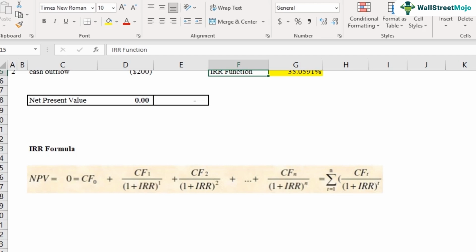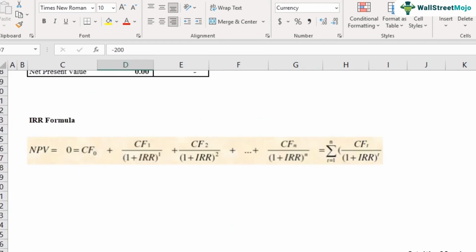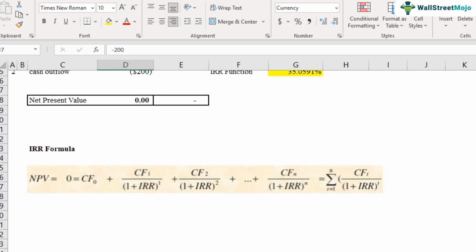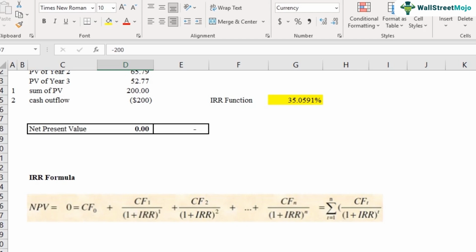Now look at this part, which is CF0 and cash flow 1, cash flow 2, etc. This is the same thing which we discussed earlier. Cash flow 0 is your present value of your cash outflows. Here we had this $200. This is CF0, cash outflows. And CF1 divided by 1 plus IRR to the power of 1 and so on is your present value of cash inflows. So what we said about IRR was that it is a situation where the present value of your cash inflows will be equal to the present value of your cash outflows.